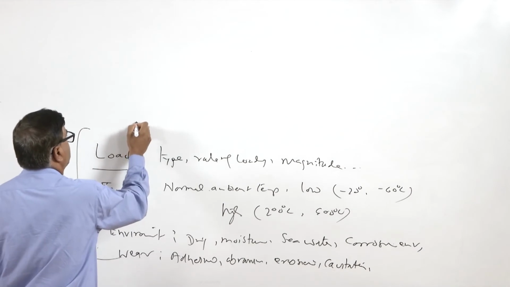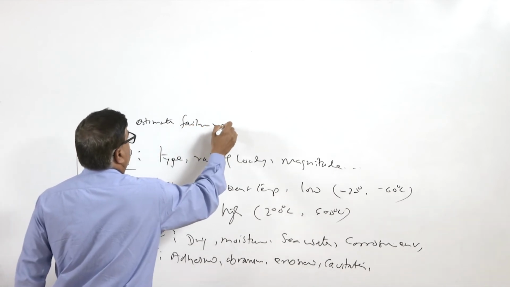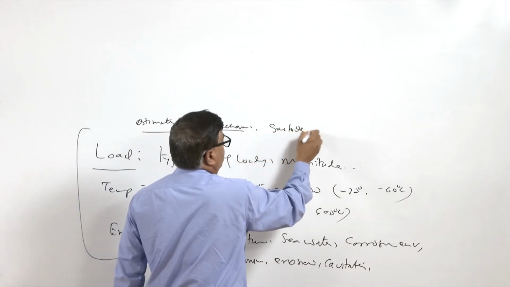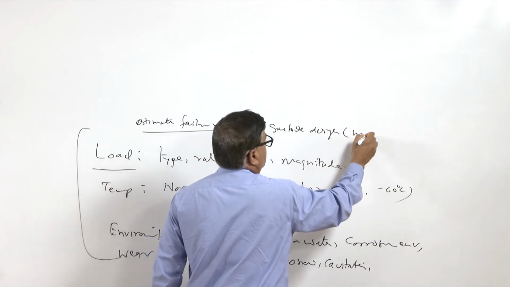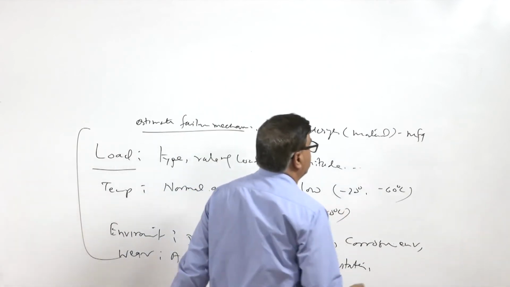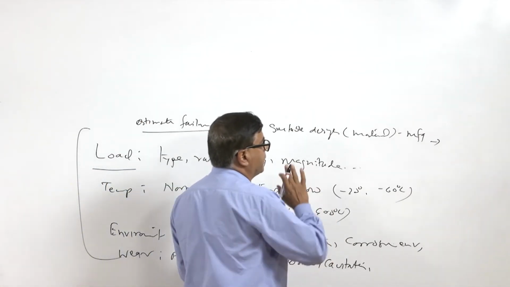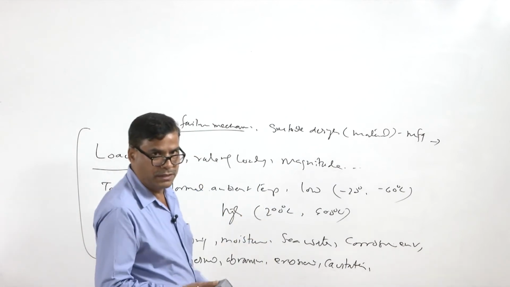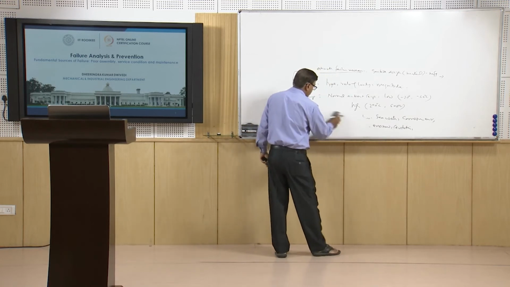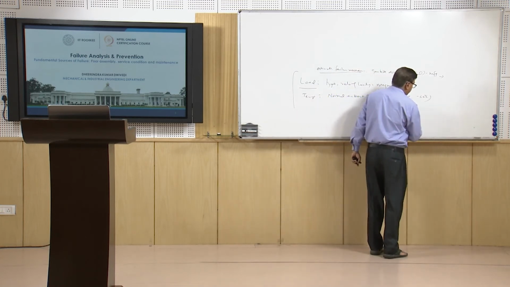So, what we do basically, we estimate the failure mechanism, and based on this we select the suitable design criteria, a suitable material is selected, and then it is manufactured, and after manufacturing we put the component into use. So, each component which is designed for a particular set of service conditions must be used in those conditions only. If the component is not used for those service conditions, then it can lead to undesirable and unexpected performance, even premature failure of the component.